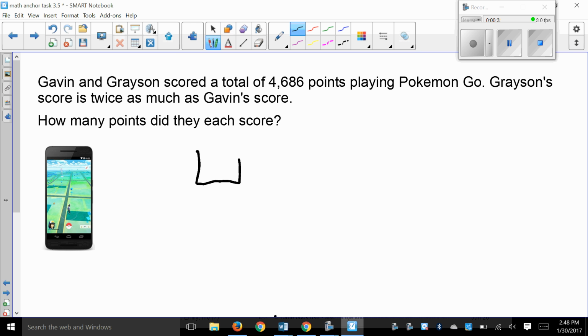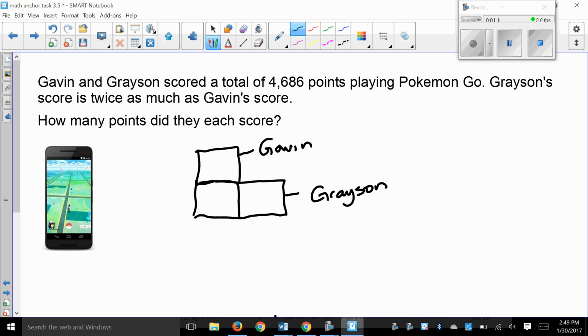I'm going to draw one bar, and since I see that Grayson scored twice as much as Gavin, I'm going to draw a bar that's twice as large as the bar above. Okay. Now this top bar is going to represent Gavin, and this bar is going to represent Grayson.